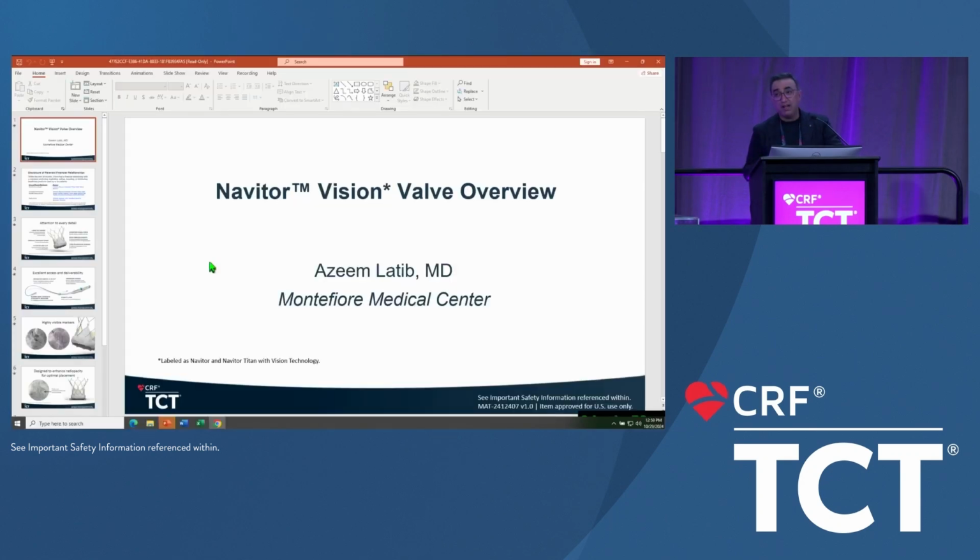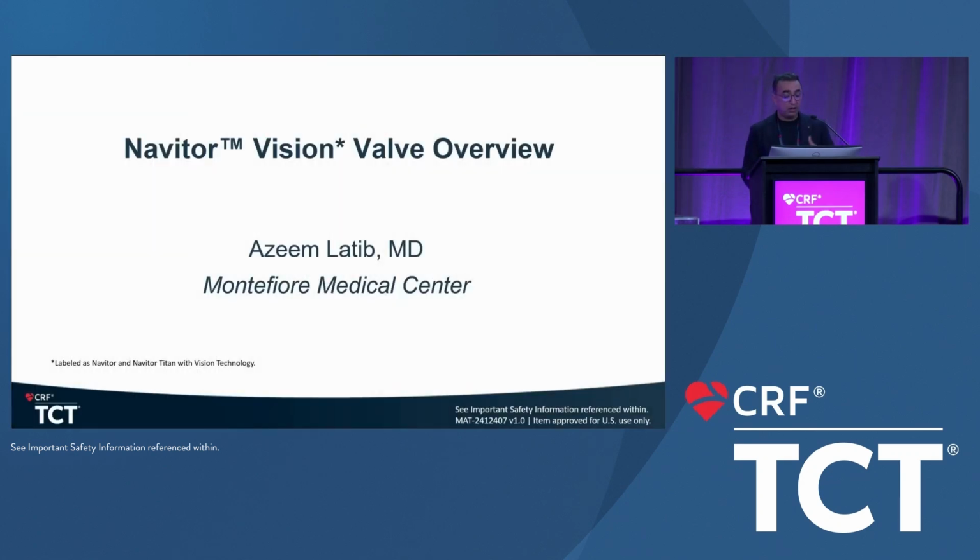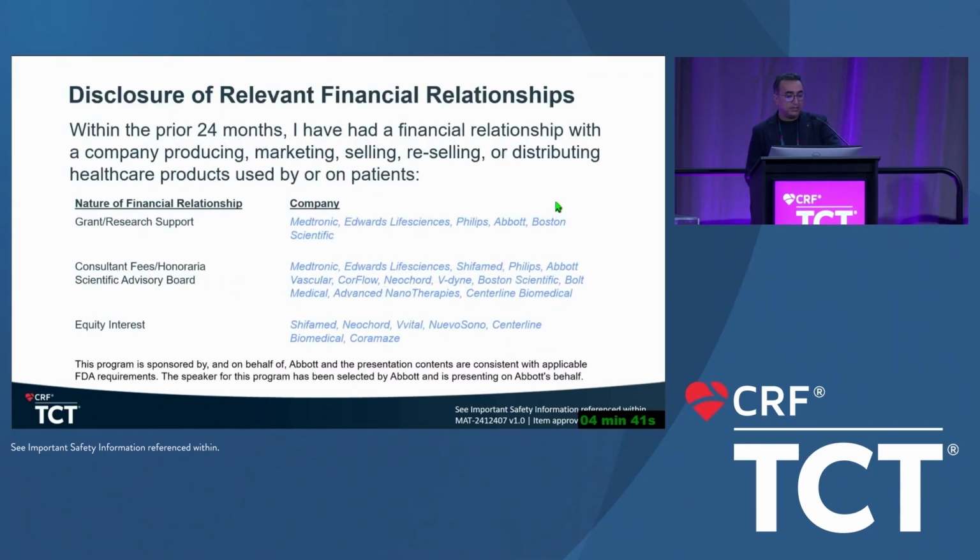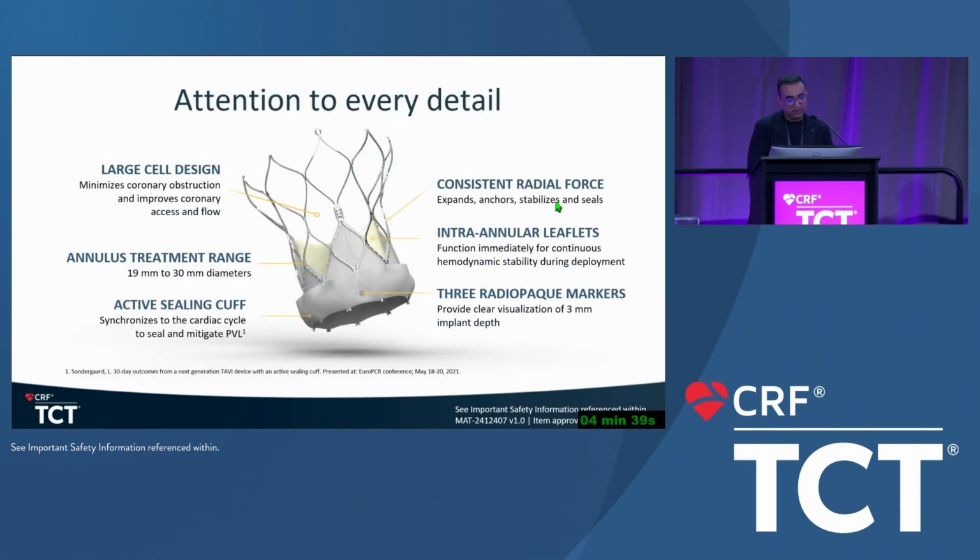So you had an intra-annular valve, very deliverable because of the flex system, and we have hemodynamics that are similar to a supra-annular valve, and you have very large sinuses. But one of the other things that's been important, so here's the valve again, is the large cell design. I think that does allow access to coronaries. We've certainly not had issues cannulating coronaries through these cells. The leaflets are intra-annular, but you saw the hemodynamics. The active sealing cuff, I honestly do believe makes a difference.